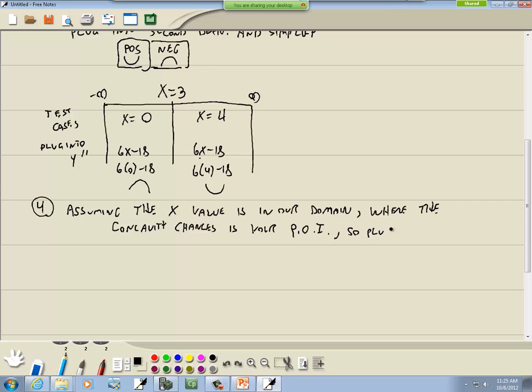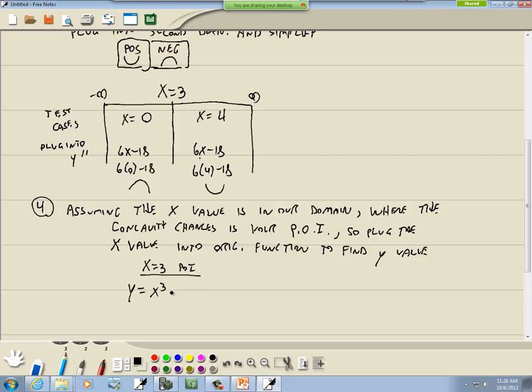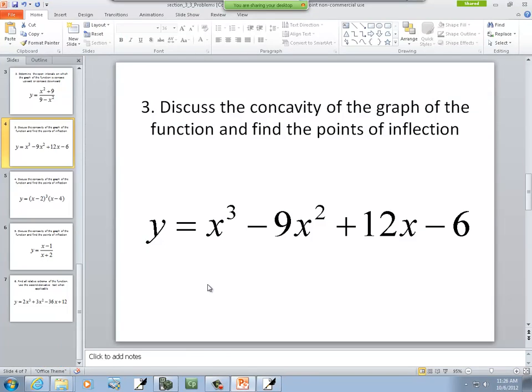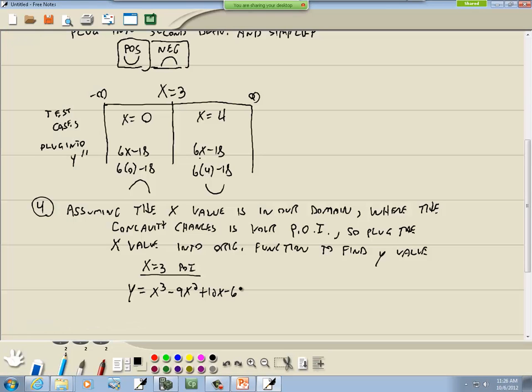So plug the x value into the original function to find the y value. Okay, so we came up with x equals 3 is a point of inflection. Our original function was y is equal to x to the third minus 9x squared plus 12x minus 6.